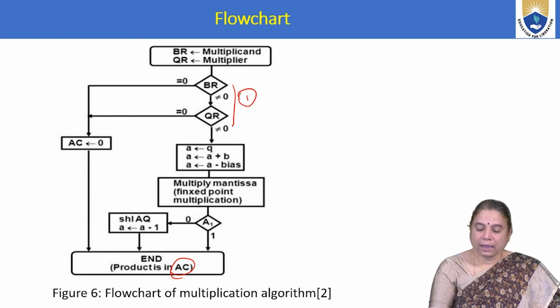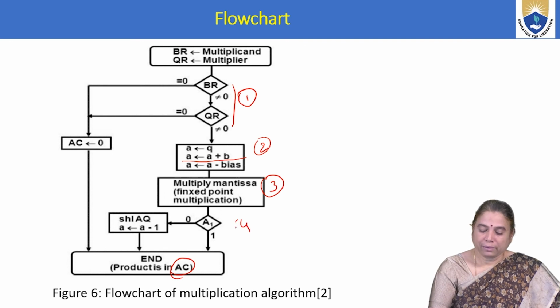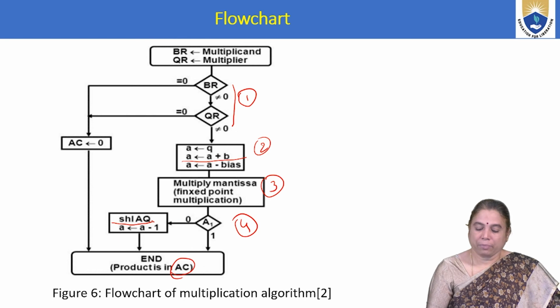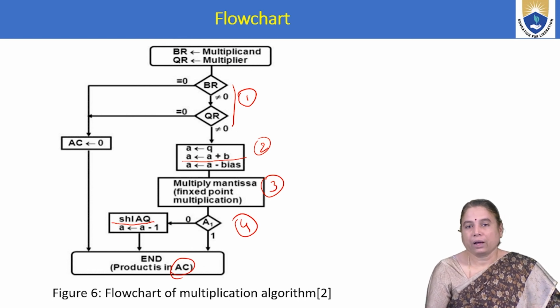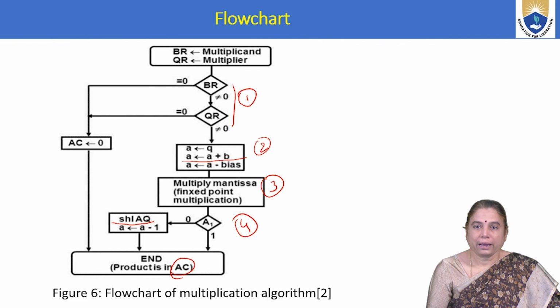Next, add the exponent. So here, adding the exponent can be carried out, the second step. Multiply mantissas, the third step. And the fourth step is normalizing the result. So here normalization can be performed with shift left operation. So in this way, the floating point multiplication algorithm can be carried out with 4 steps.